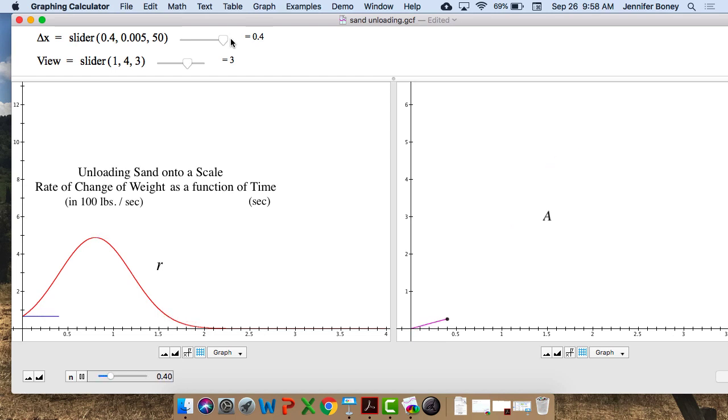So time in seconds is the horizontal axis, or that's what the horizontal axis is indicating here, time in seconds that have elapsed. I don't know, maybe it's since we started unloading sand, maybe not. We don't have a lot of information about that, but it's time measured in seconds. And the vertical axis, the dependent value of the left graph, of the rate graph.